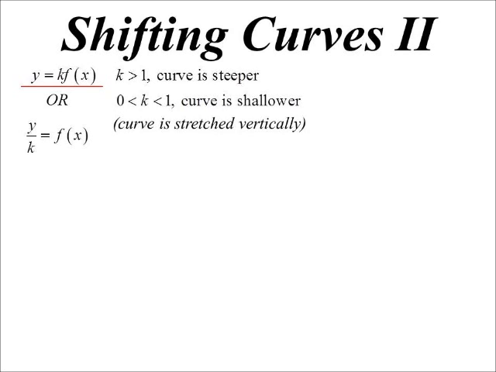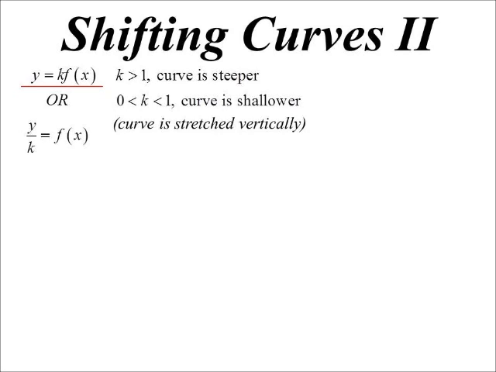If you associate it with the y, you have y over k. Now, if k is greater than 1, you will end up with a steeper curve. The curve will get steeper. If it's in between 0 and 1, then the curve will be shallower. Obviously, if it's equal to 1, it's the same curve. And if it's negative, well, that just means we've flipped it upside down, and then we worry about the number to see whether it's steeper or shallower.